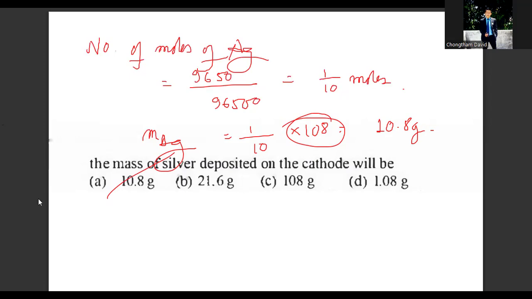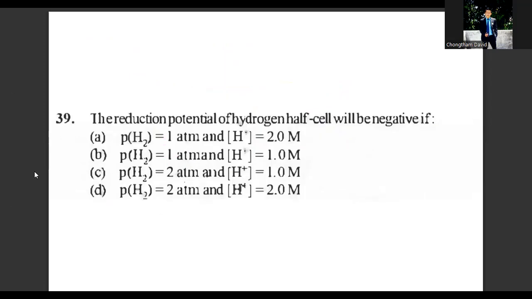Let's see question number 39. The reduction potential of hydrogen half cell will be negative if... Okay, so to calculate this question, you have to write the half cell reaction for this hydrogen. This is gaining of electron. It is gaining, which means reduction.